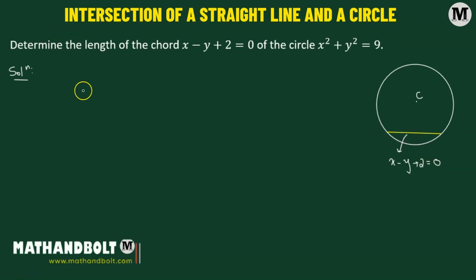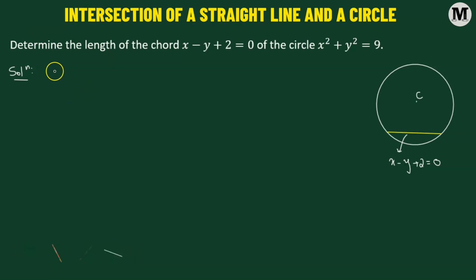Let us begin. So there are two ways of solving the problem. The first way will be, we'll solve the two equations, the equation of the line and the equation of the circle, to obtain the coordinates of the endpoints of the chord. To do that, we will rewrite the equation of the chord, which is the equation of a line, in terms of y, and substitute it into the equation of the circle.